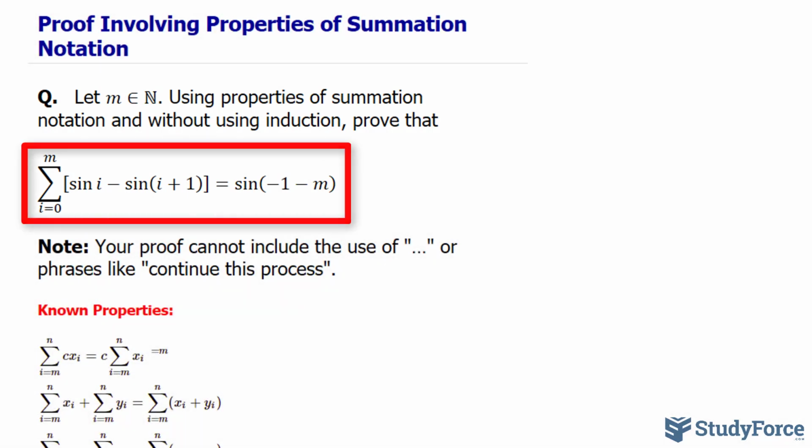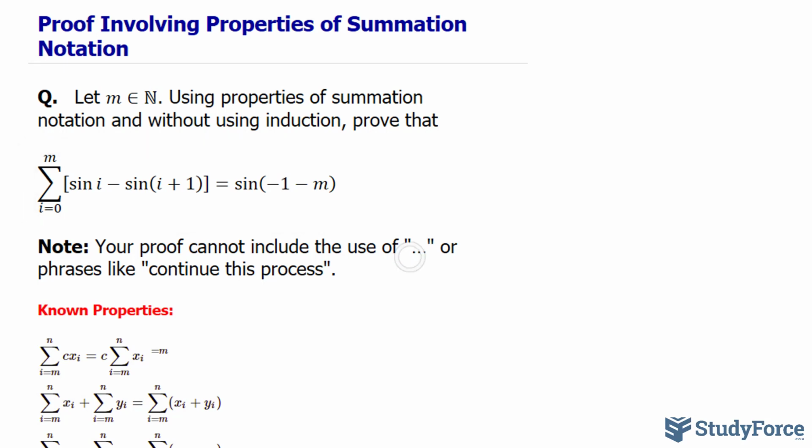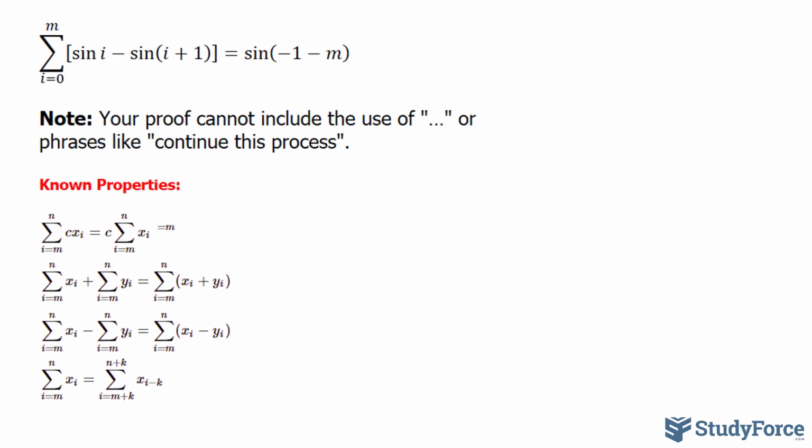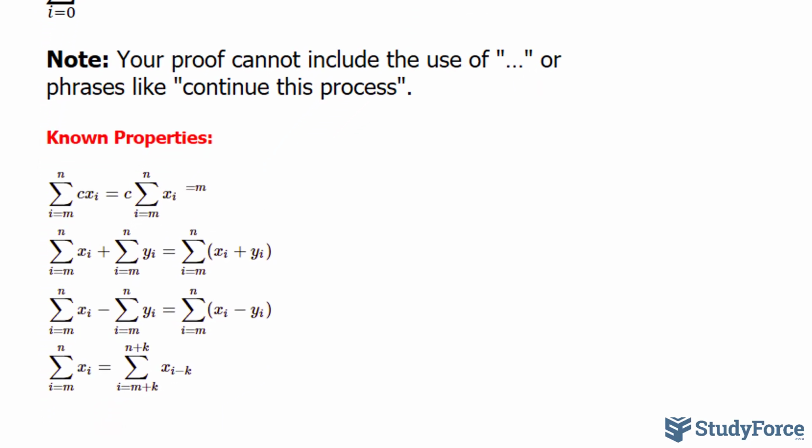And we are not allowed to use ellipses or phrases like "continue this process" because that assumes hidden induction, and we don't want to use induction. Now before I start the proof, I have some known properties of summation notation underneath. While 3 out of the 4 are relatively easy to understand and can be applied to this problem, working with the last one could get a little complicated. So we'll watch out for that together.